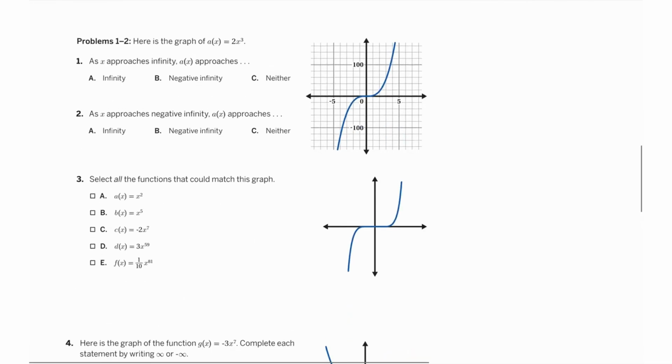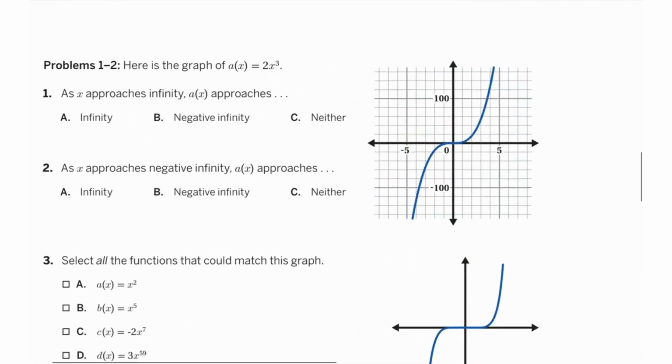All right, problems 1 through 2 is using this graph here to the right. It says as x approaches infinity. So if we're starting here, as x approaches infinity, that's to the right here, we are going to follow this along here, and it would just keep going on and on. A of x approaches, well, it's not negative infinity because it's not going down, so I would say that this one looks like it's going to continue upward and approach infinity.